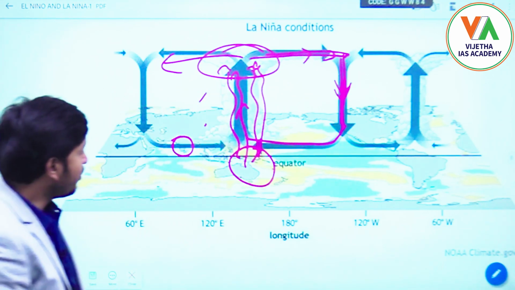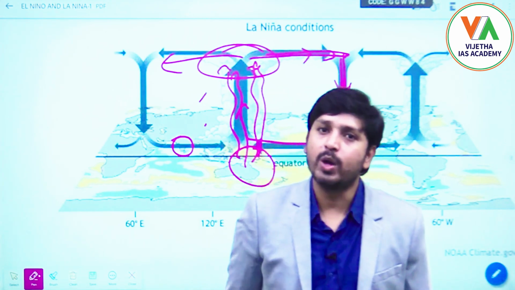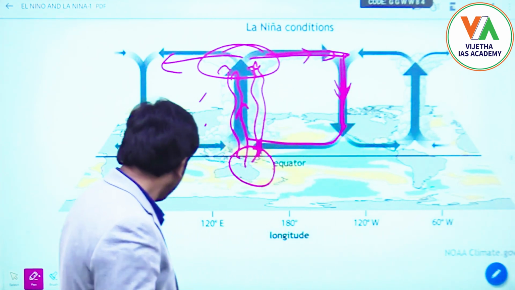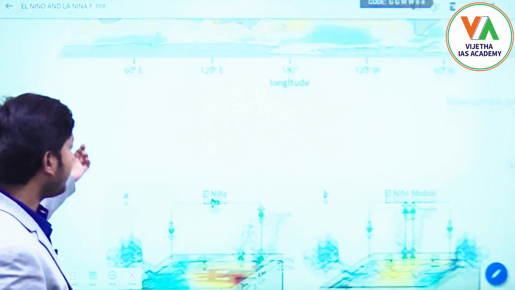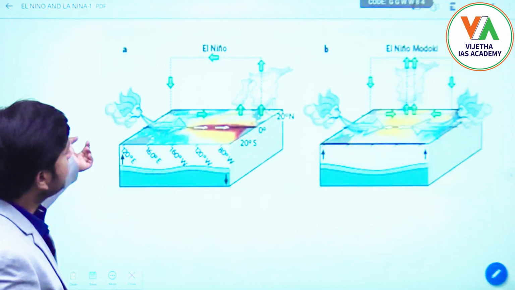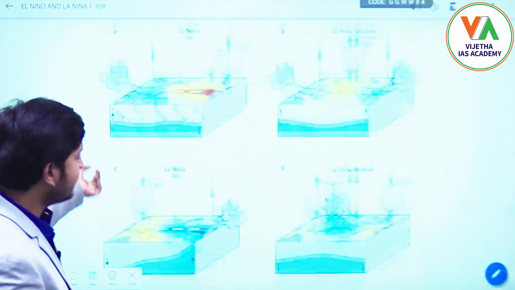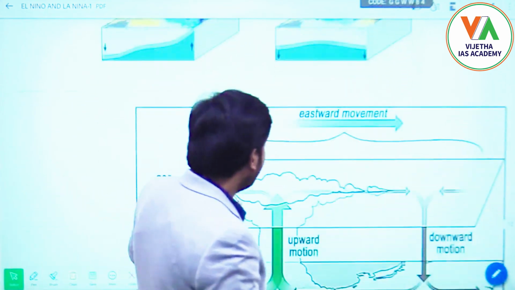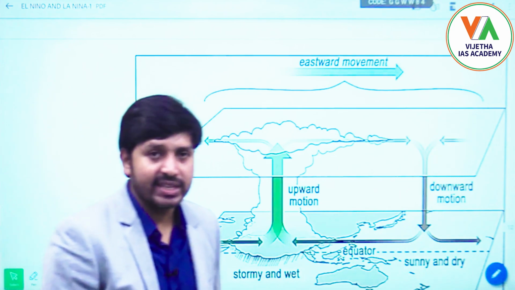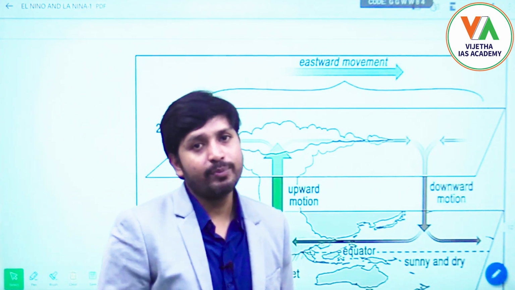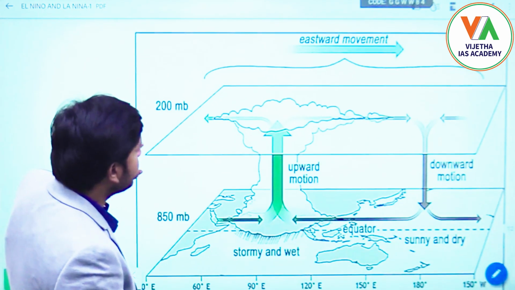So I think we have discussed how these two phenomena are associated with the Indian monsoon. We will see two more topics linked to this one. First we will see the Madden-Julian oscillation, then the Indian Ocean dipole, and one more topic is also there. We will discuss these things and then we will close the class.